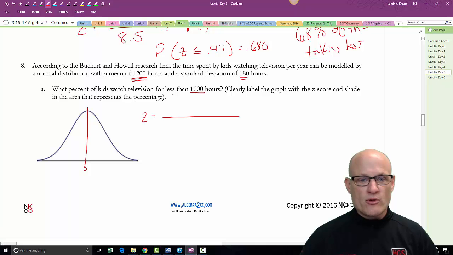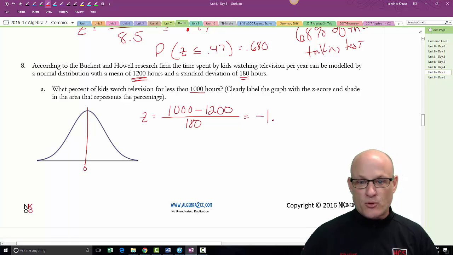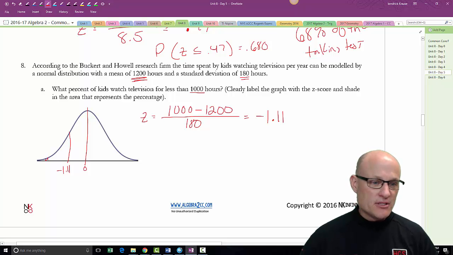What percent of kids watch television for less than 1,000 hours? So we're going to take, that's our X value. We're going to subtract off 1,200, and we're going to divide by 180. So if I do that, that mathematically turns out to be negative 1.11. So negative means we're going this way. So my z-score is negative 1.11. And I want less, so I want to shade this. I want to get used to shading this.